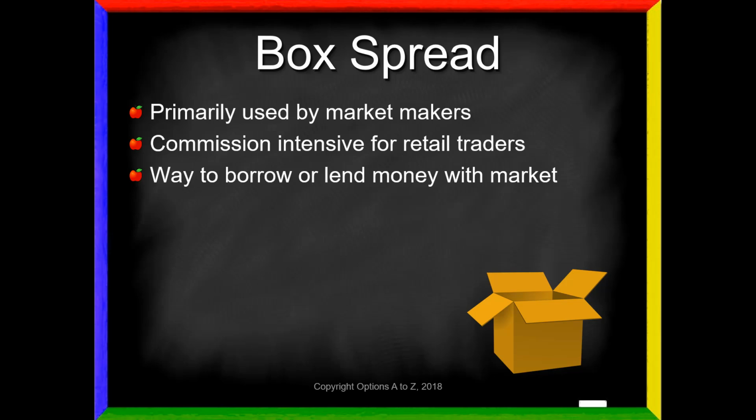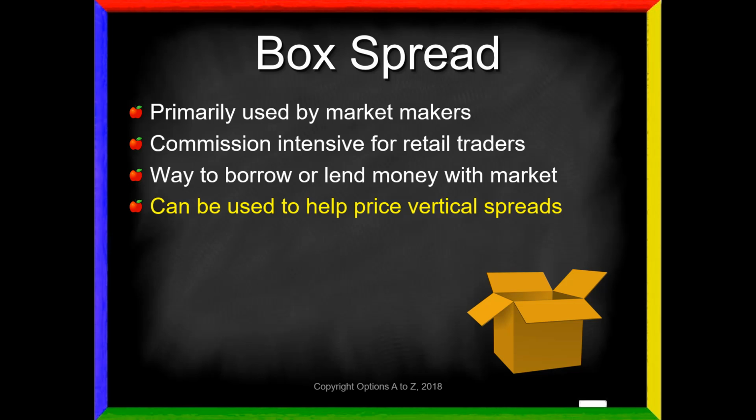However, as retail traders, they can be used to help price vertical spreads. So if you're looking to buy a call spread or buy a put spread, for example, or sell it for that matter, maybe it's trading for $3. Could I maybe get it filled for $2.95? What about $2.90? How far can I push those limits? That's where we need to understand the box spread.